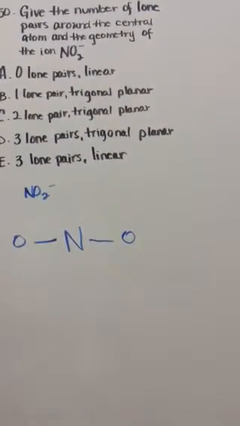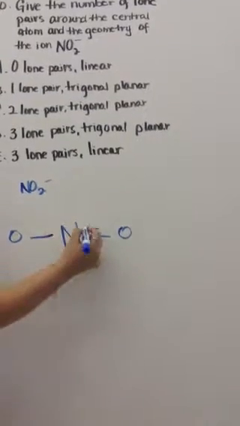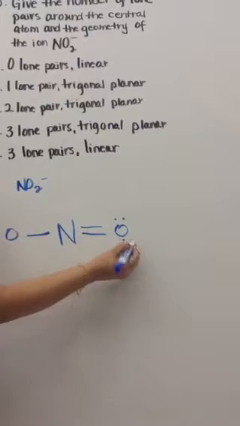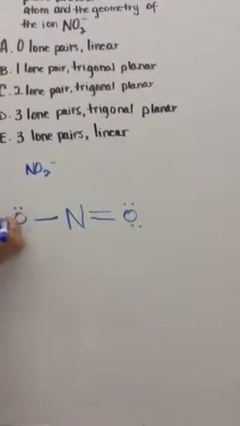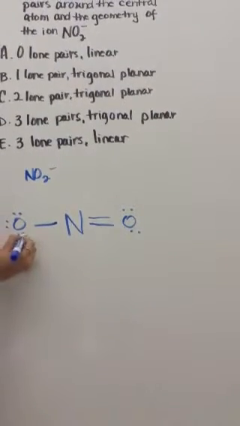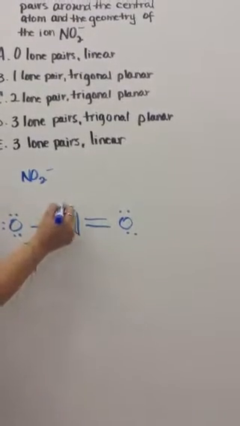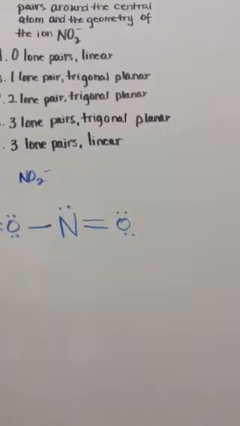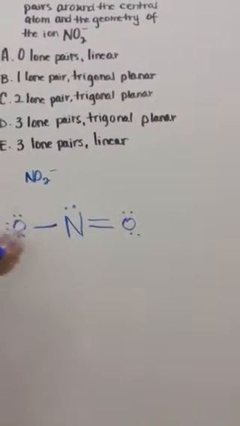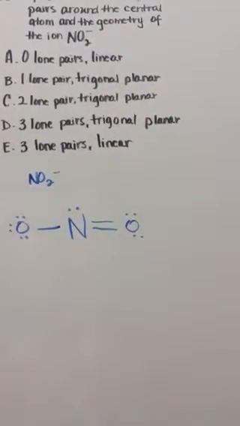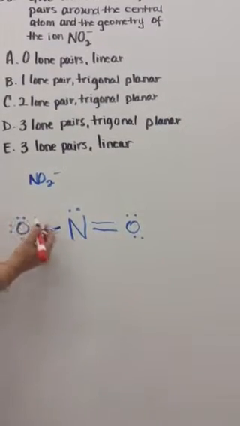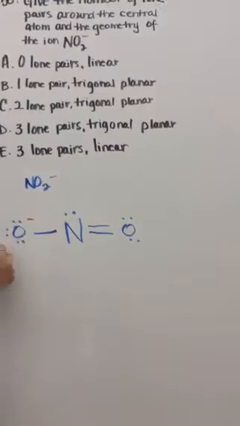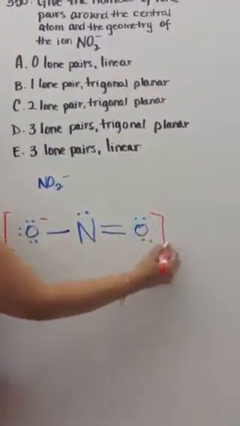Now we need to follow the octet rule, which means we are going to have a double bond here and two lone pairs, and this one would have its 3 lone pairs, and nitrogen would have 1 lone pair. If we do the formal charges, we can see that this oxygen will have a -1 formal charge, which is where the minus comes from.